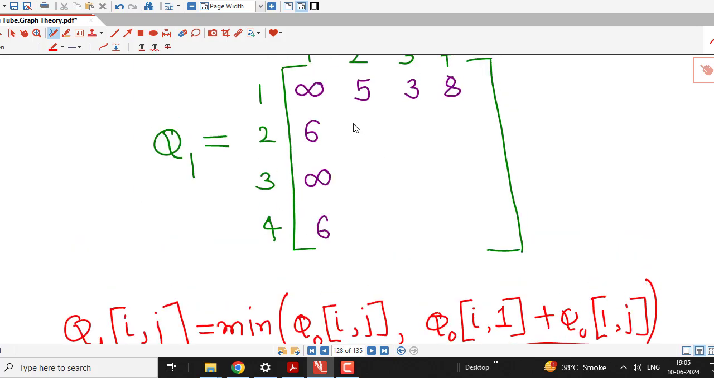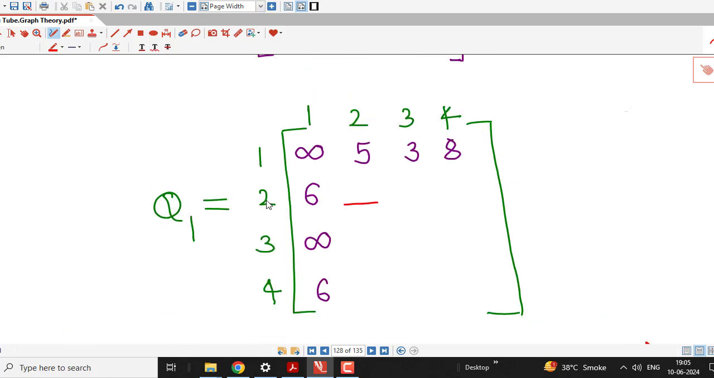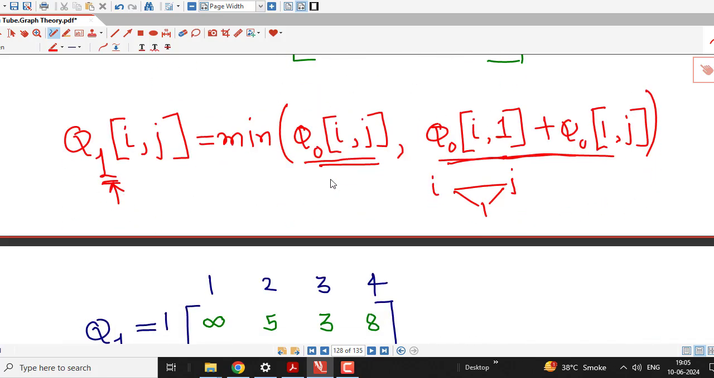For example, if I am interested in this entry, say Q1 of 2, 2, so I and j are 2, 2 here. So let me replace I and j by 2. Here I am writing 2, 2. I and j both are equal to 2.